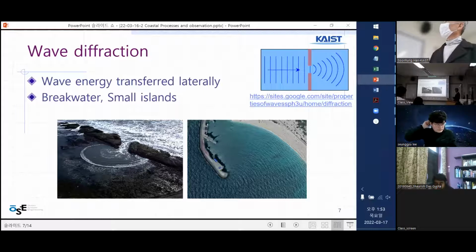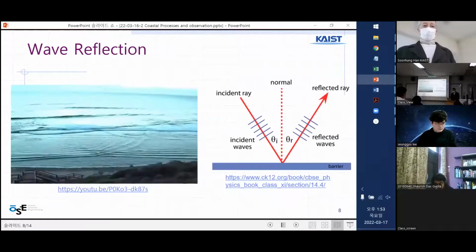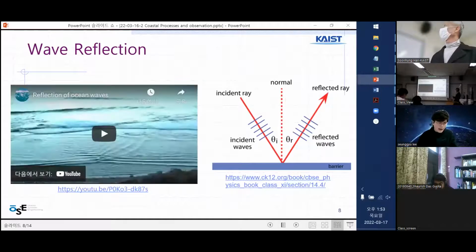So that there is a circular shape of wave. Wave energy is transferred laterally. And this is a breakwater, or small island, if you see such a phenomenon. Right. Reflection is easier, right? Incident ray and reflected ray. Oh, let's see.